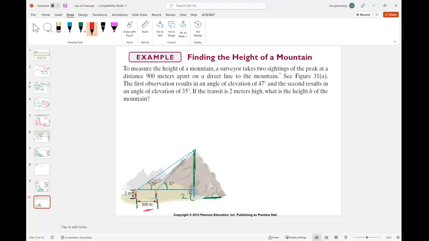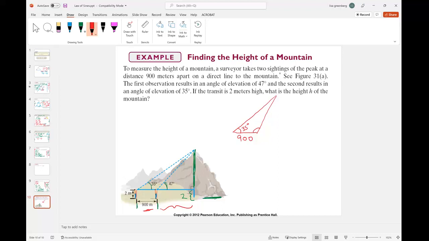So what do I want to do? I want to think it through, and I don't know the height, but I don't really know anything else. So let's just make a triangle, and I'm going to use a triangle that looks like this, because I can't use the right triangle, since I don't know this distance. But I know this is 900, and I know this is 35 degrees. And I actually know what this angle is.